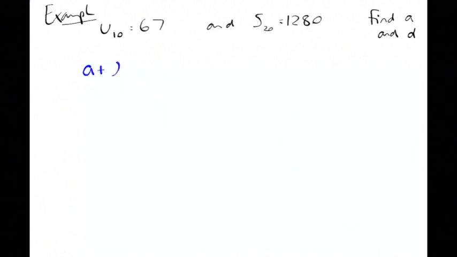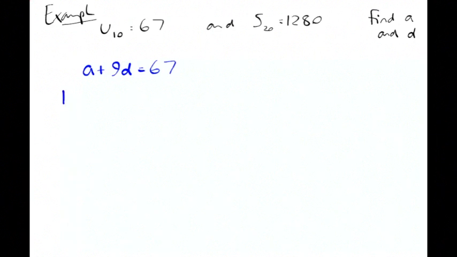Arithmetic series, more examples. So we've got an example here where U10 equals 67 and S20 is 1280. We're asked to find A and find D. So that's the 10th term is 67 and the sum of the first 20 terms is 1280. Find the first term and the common difference. Well, U10 is 67, tells us that A plus 9D equals 67.